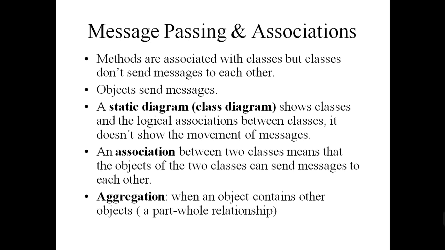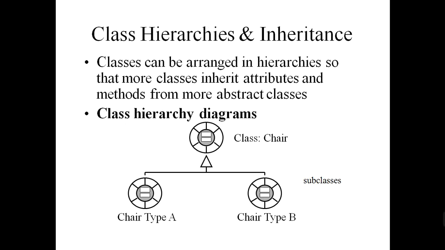Next, aggregation. An object contains other objects because it communicates from one function to other functions, one object's function to other object's functions. That's why the whole object is a part-of or has-own relationship. Go to next slide. Class hierarchy and inheritance.